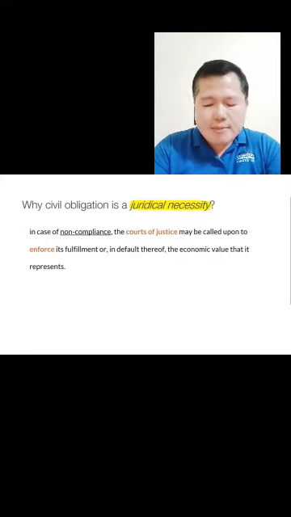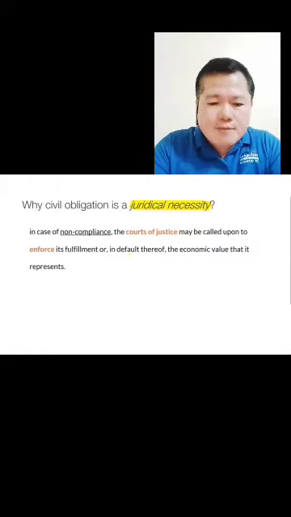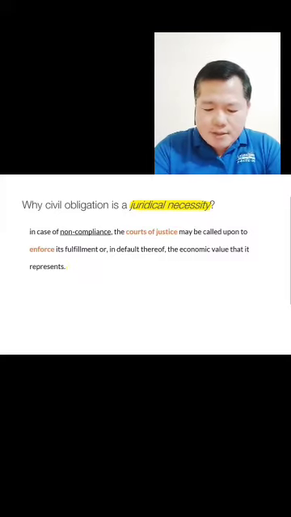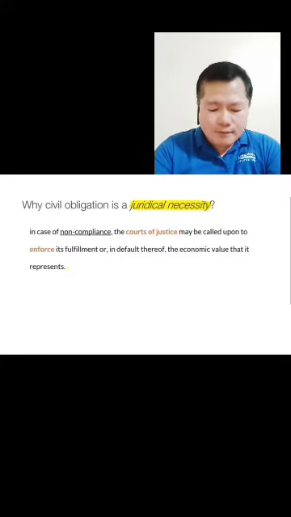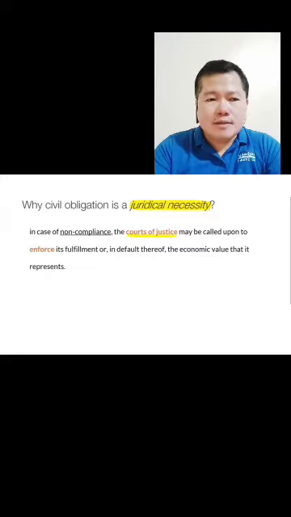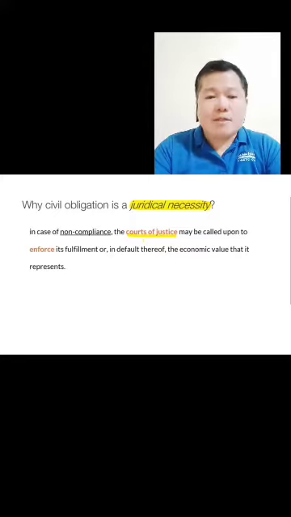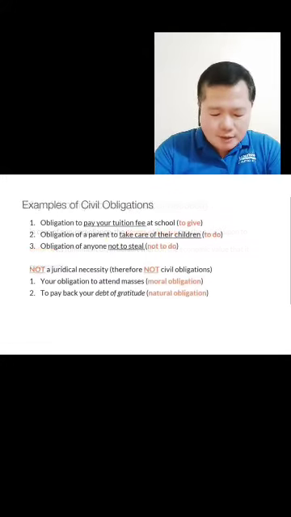So let's read. In case of non-compliance, the courts of justice may be called upon to enforce its fulfillment or in default thereof the economic value that it represents. So when we say juridical necessity, a certain obligation is required to be fulfilled. Kailangan gawin. Otherwise, you will be sued in the courts of justice or kakasuhan ka. So it's very clear. Kakasuhan ka sa isang court, ang i-enforce ng korte ang fulfillment regarding this specific civil obligation.